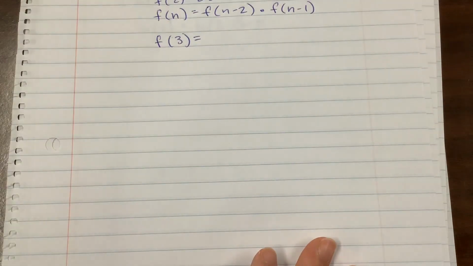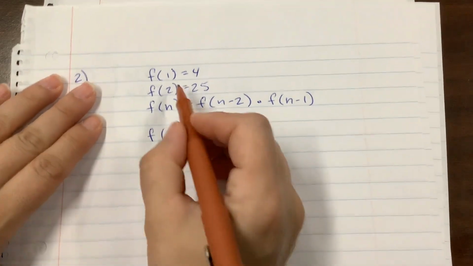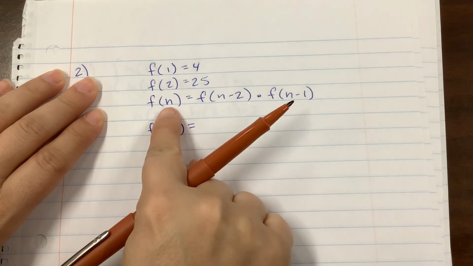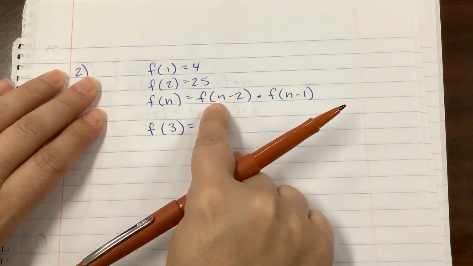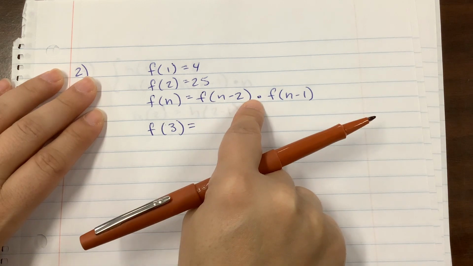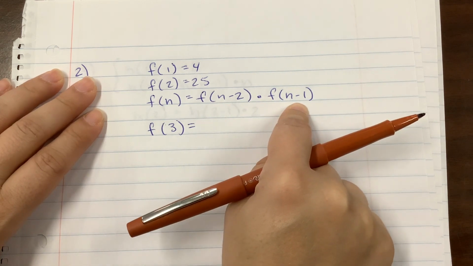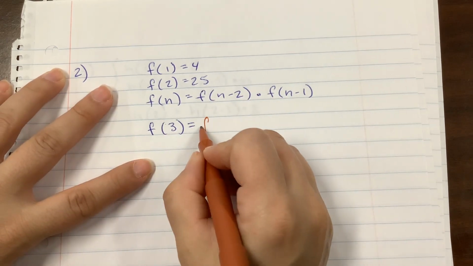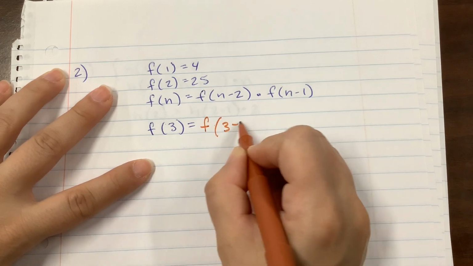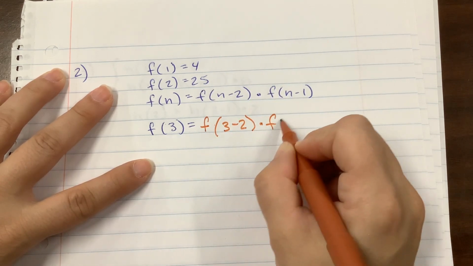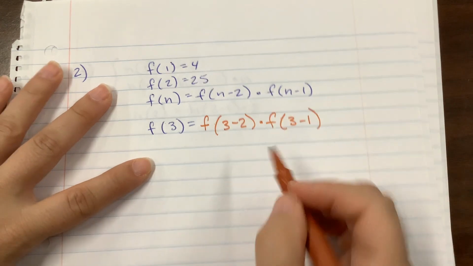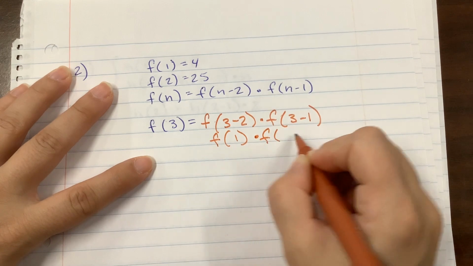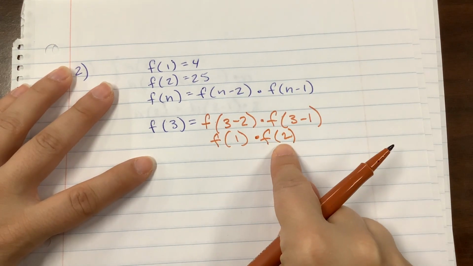All right, and another problem like that. So they gave us the first term is 4, the second term is 25, and this is our function. So we need to take f of n minus 2 multiplied by f of n minus 1. They're asking us for the third term. So we are going to start off, n is 3, so f of 3 minus 2 times f of 3 minus 1. And so this is going to be f of 1 times f of 2. So the first term times the second term.